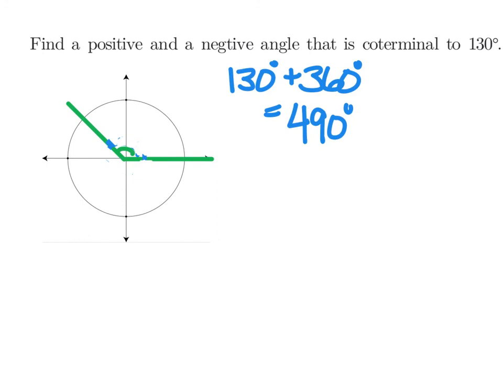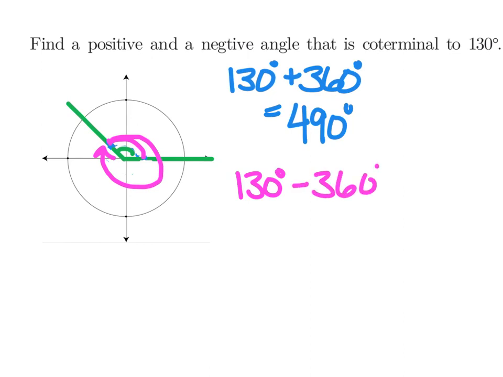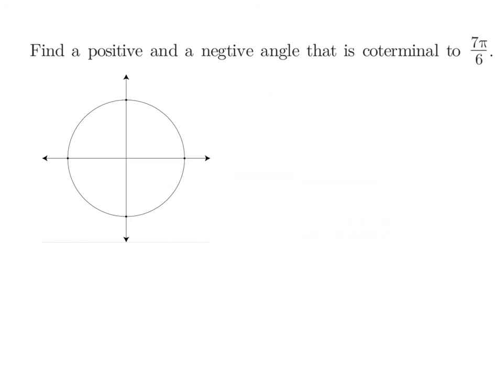And if we wanted to find a negative coterminal angle, we would start at this 130 degrees and take the terminal side and spin it back around this way. So starting with 130 degrees, instead of adding a trip around the circle, we would want to subtract a trip around the circle, which would leave us with an angle of negative 230 degrees.